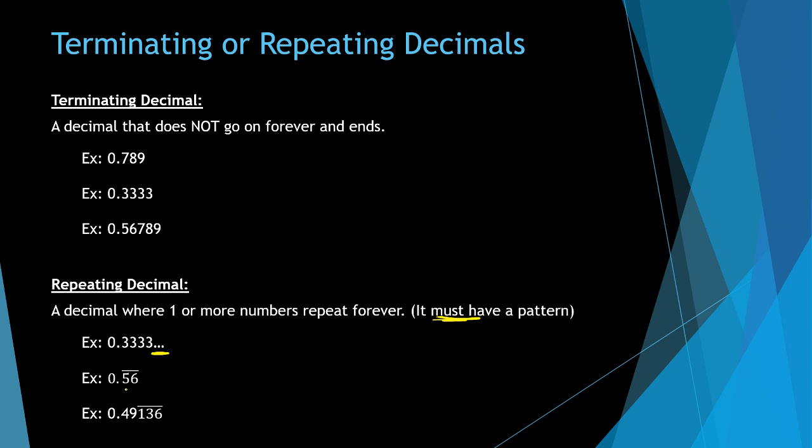The bar above the 5 and the 6 means that the 5 and the 6 will repeat forever. So this decimal is going to be 0.56, 56, 56, 56, forever and ever.